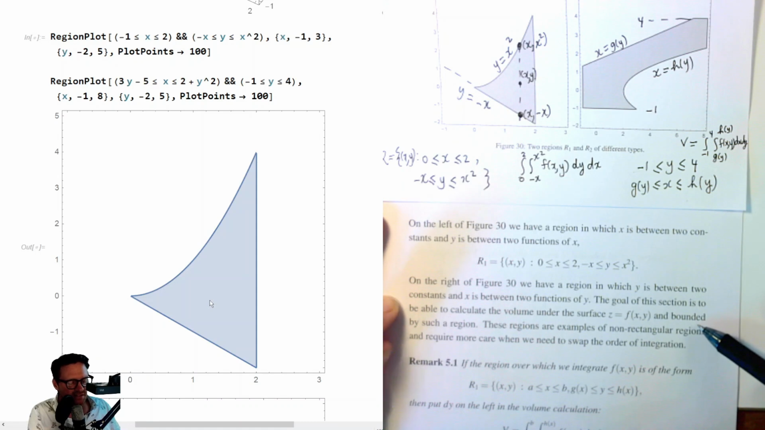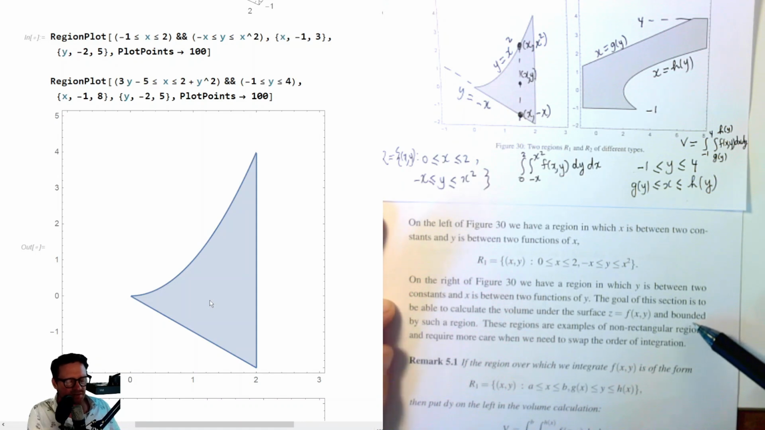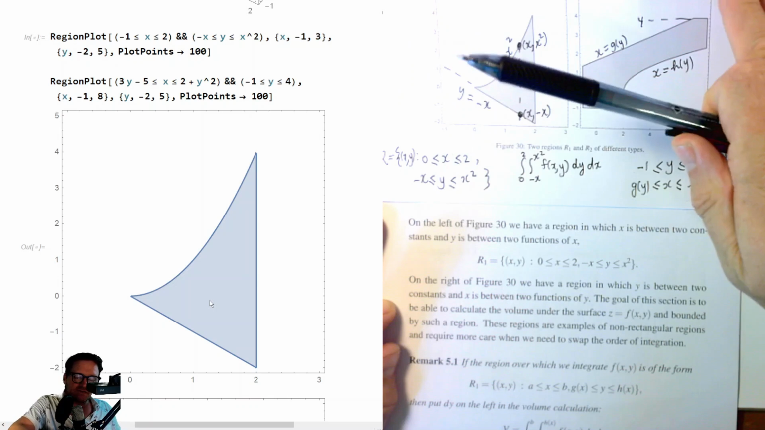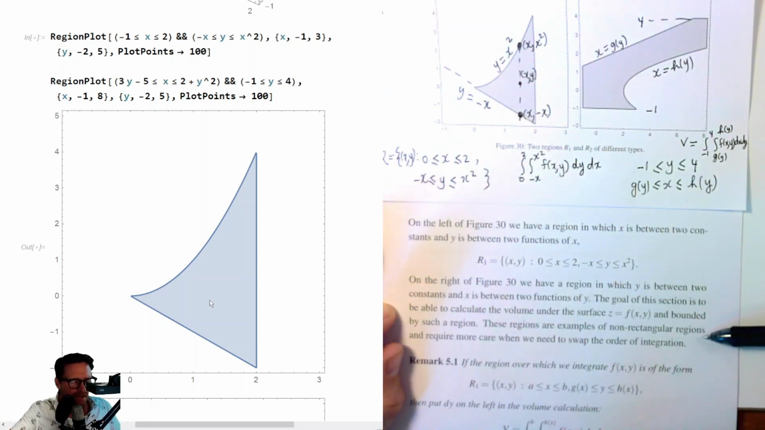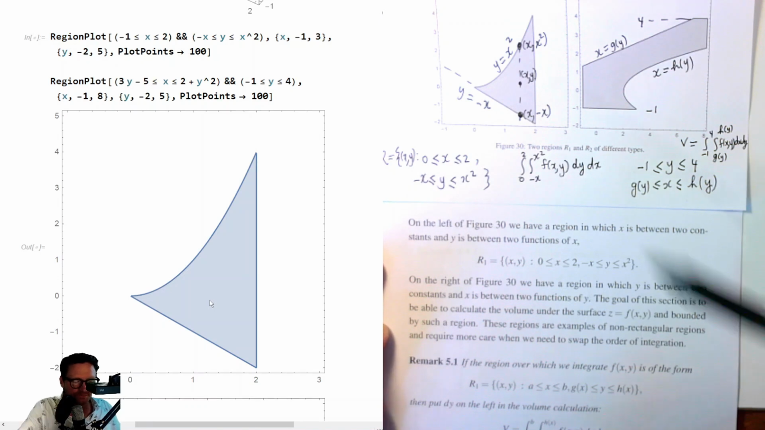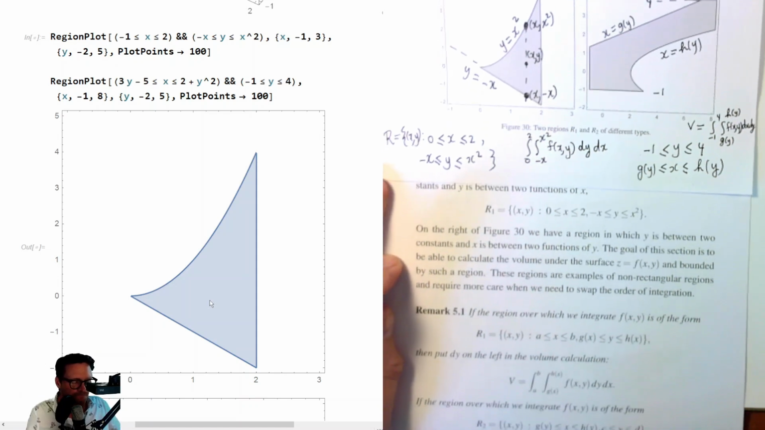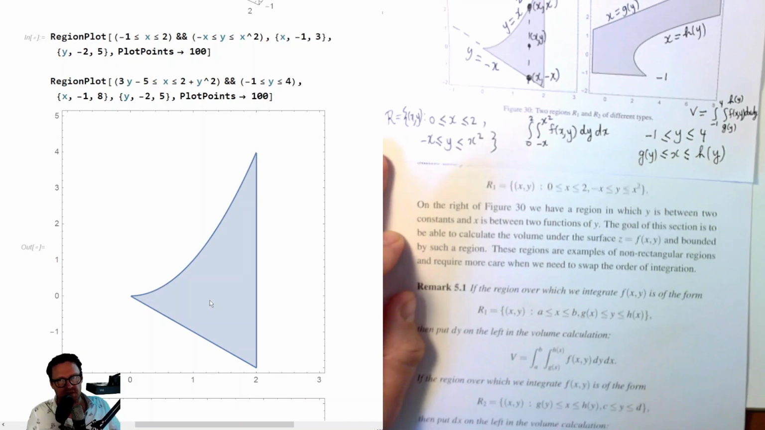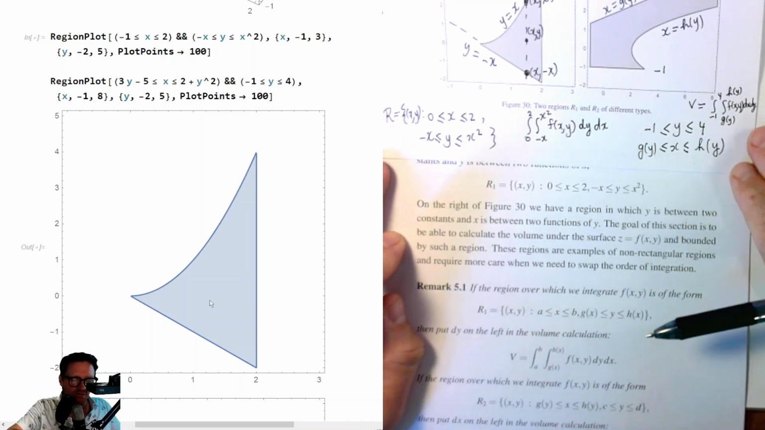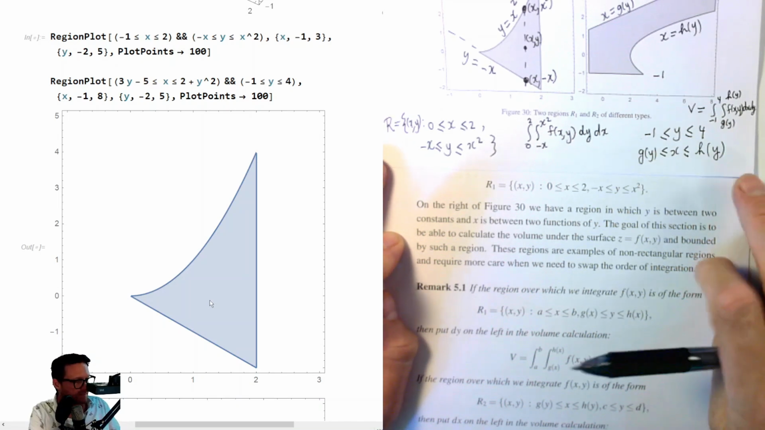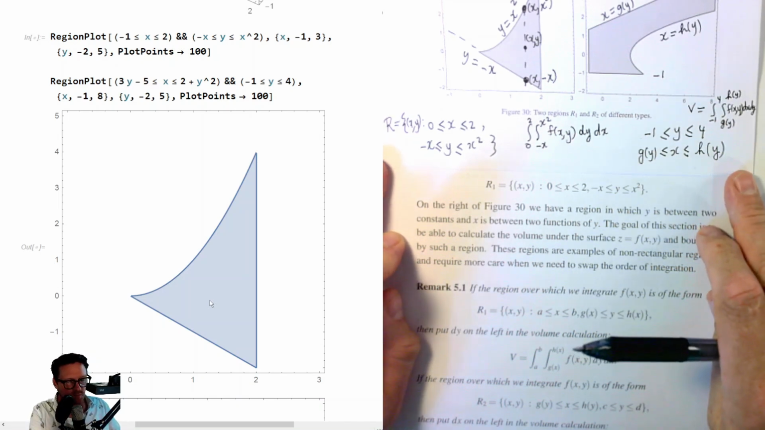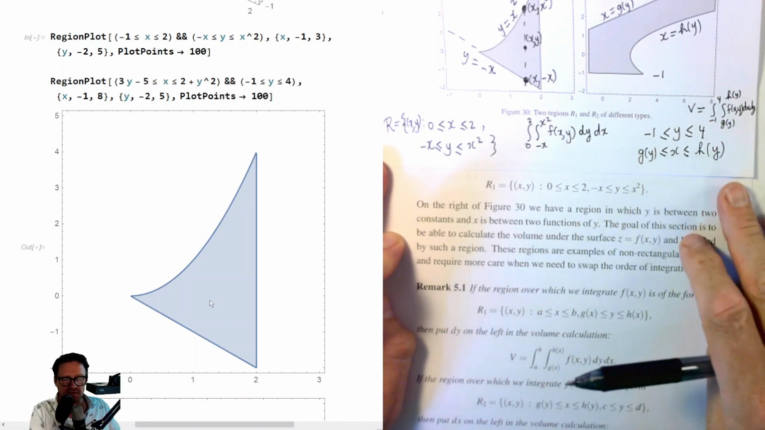So the goal of this section is to be able to calculate the volume under the surface. So if we have a surface z is equal to f of x, y and bounded by such a region. So examples like this. These regions are examples of non-rectangular regions and require more care when we need to swap the order of integration. And why would we want to swap the order of integration there if we have one expression for it? Well, it turns out that integrals are often easier one way than they are the other way.